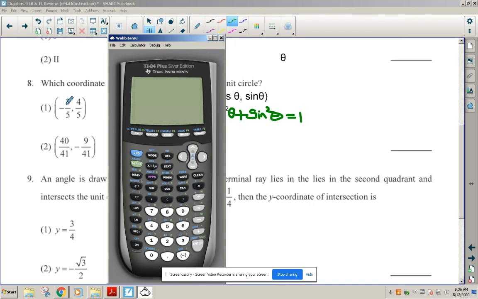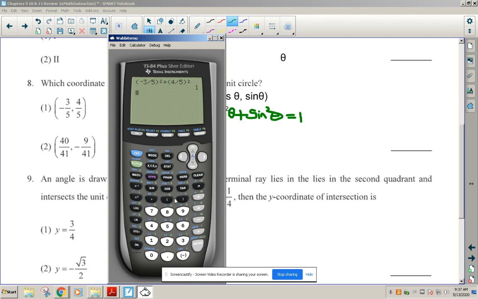Now, the cosine would be -3/5. So if I use my calculator, and you know with fractions you have to use parentheses. So I have (-3 divided by 5), close that and square it, plus now the sine squared, or the y squared. This would be (4 divided by 5), close it, square it, hit enter. It equals 1. This is definitely on the unit circle.